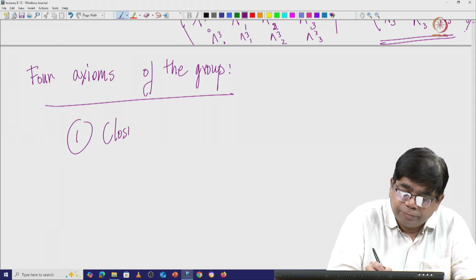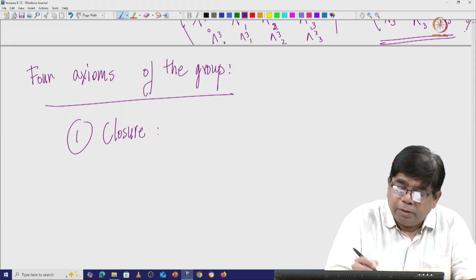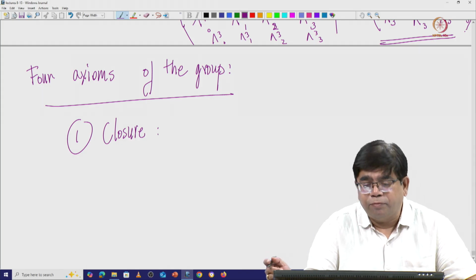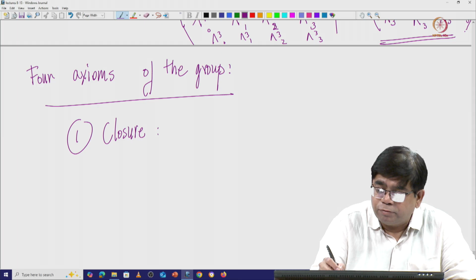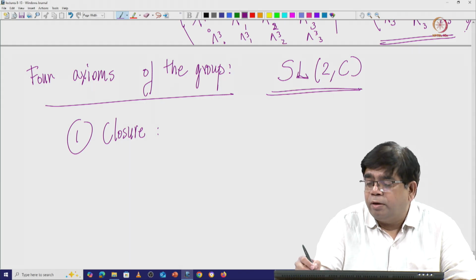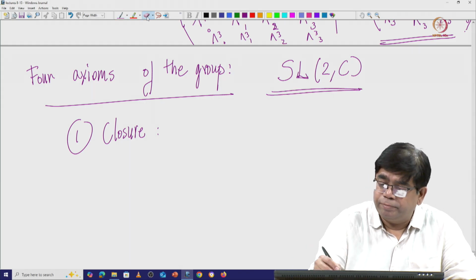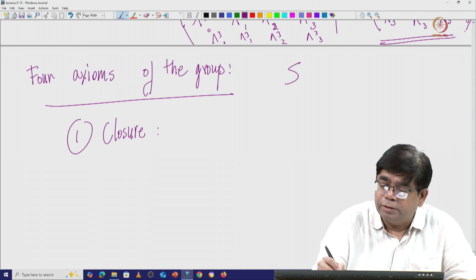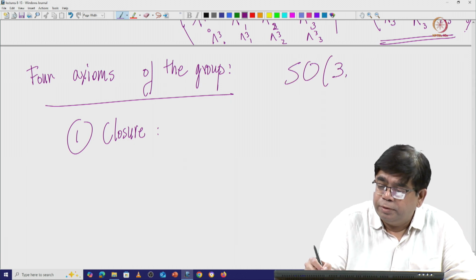Closure. Now if you have 2 Lorentz transformations, they also form a group. Let me call that group SL2C. We will see another form for it essentially. There is a name for this group, this is called SO31.